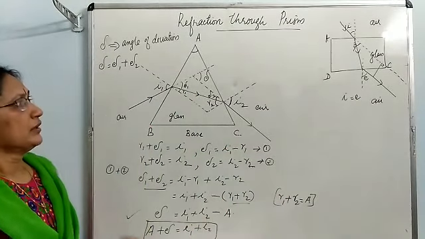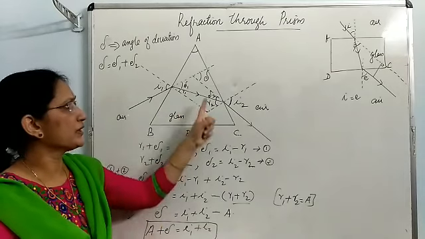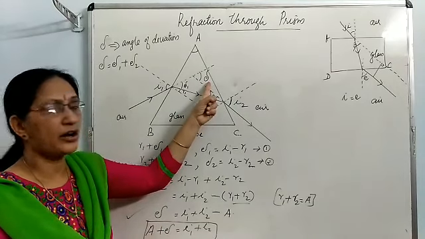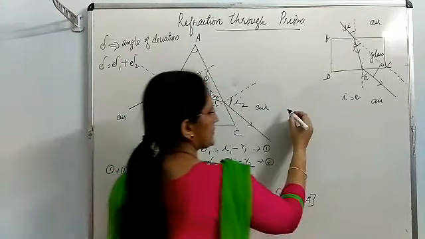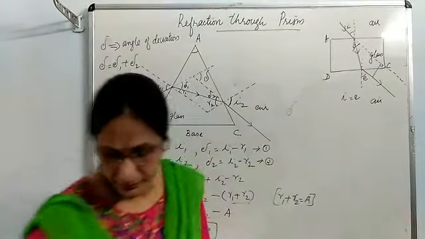Now, next topic: this angle of deviation delta depends on certain factors. Let us see which are those factors.